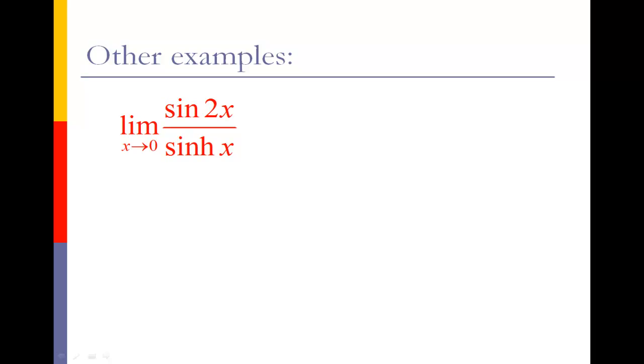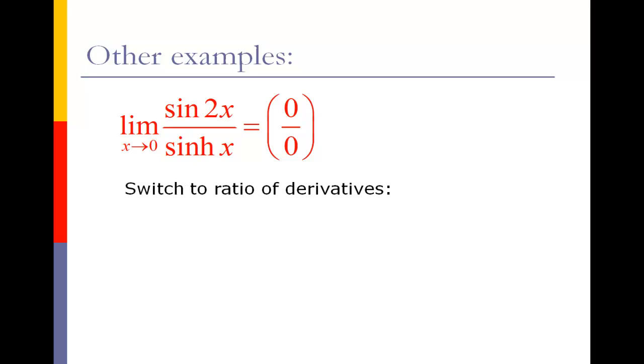Back to some very simple examples here. Some students had asked me in class, can we apply this rule with hyperbolic functions? Well, of course we can. You can apply it to any function as long as the assumptions are satisfied. So in something like this, remember that both sine and hyperbolic sine go to 0 as x approaches 0. So if we try to compute this limit, it turns out to be of the form 0 over 0, indeterminate once again. But it's indeterminate of the right form, so we can switch to the ratio of derivatives and apply L'Hopital's rule.